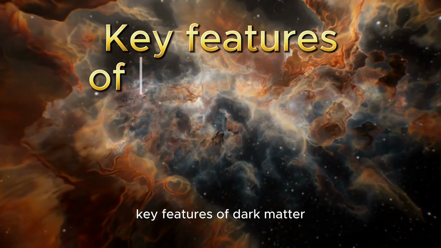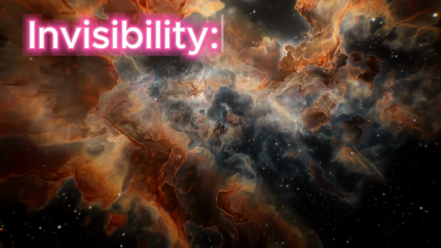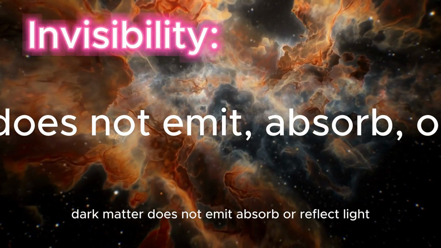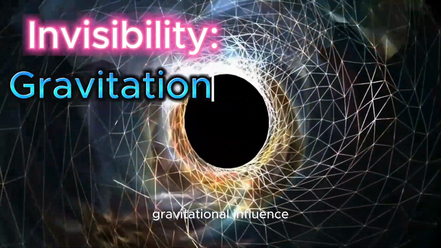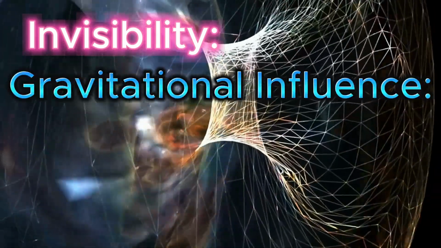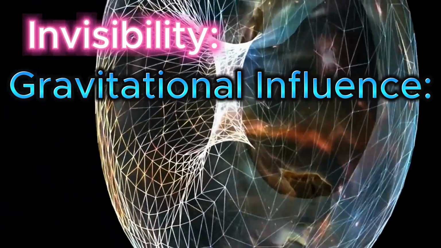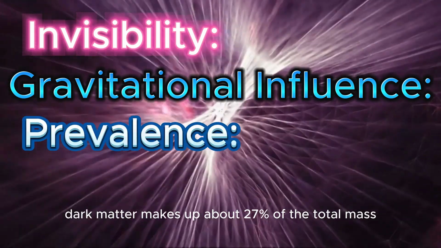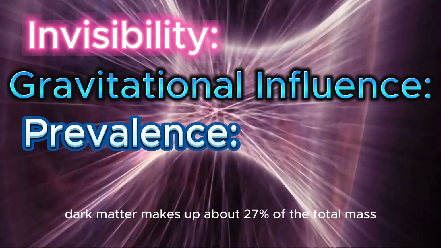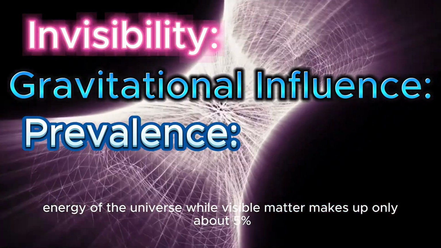Key features of dark matter. Invisibility. Dark matter does not emit, absorb, or reflect light. Gravitational influence. It interacts with ordinary matter only through the force of gravity. Prevalence. Dark matter makes up about 27% of the total mass-energy of the universe, while visible matter makes up only about 5%.